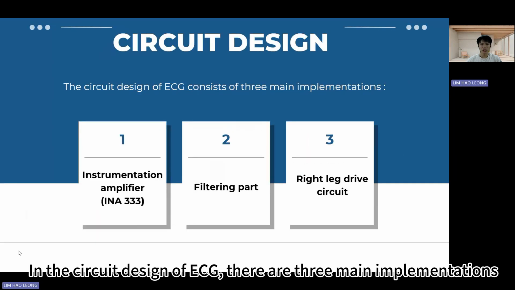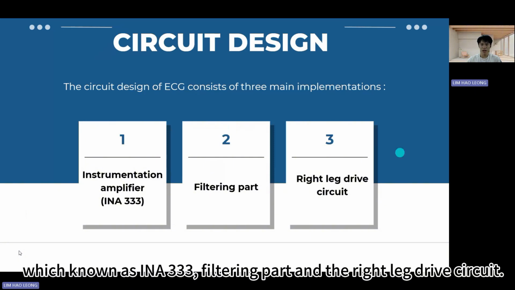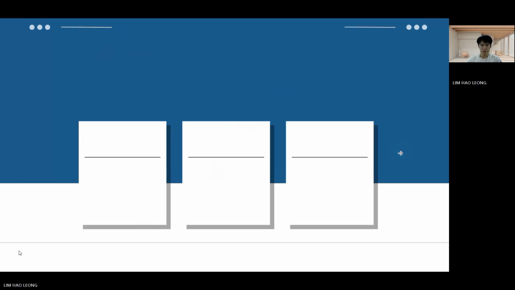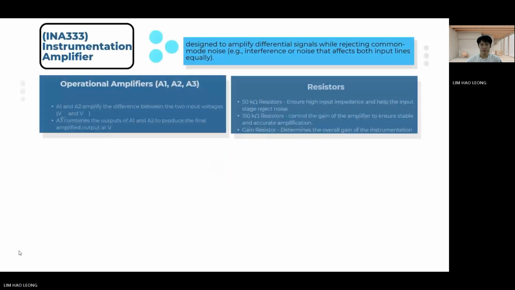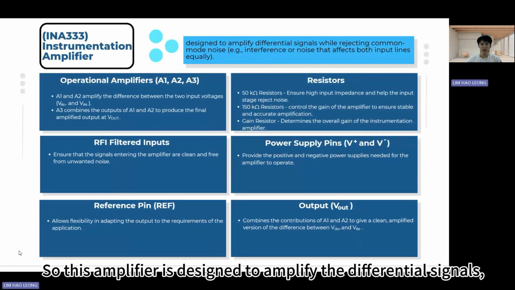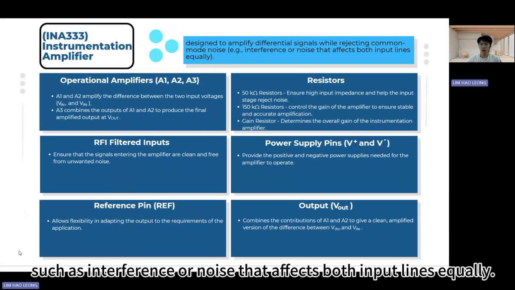In the circuit design of ECG, there are 3 main implementations. First one, instrumentation amplifier, which is known as INA333, filtering part, and the right leg drive circuit. So this is the circuit design of the INA333. This amplifier is designed to amplify the differential signals while rejecting the common mode noise such as interference or noise that affects both input lines equally.